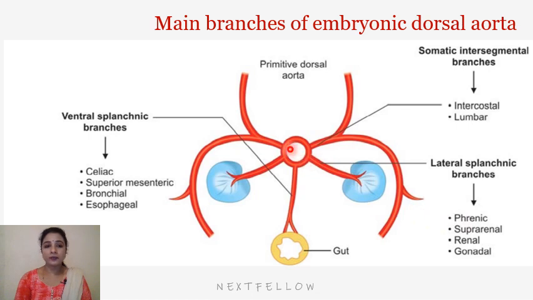Next, on each side we can see the lateral splanchnic branches, which form the phrenic and renal arteries. The ventral branches form the celiac trunk, superior mesenteric and inferior mesenteric, and also the bronchial branches and esophageal branches. And the somatic intersegmental artery will give rise to intercostal and lumbar arteries. So these are the main branches of the embryonic dorsal aorta, and how they develop into adult arteries.